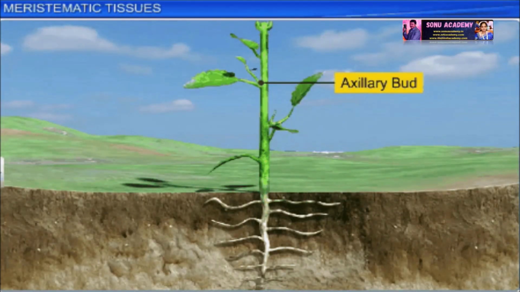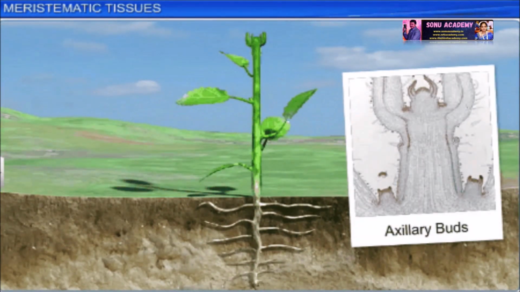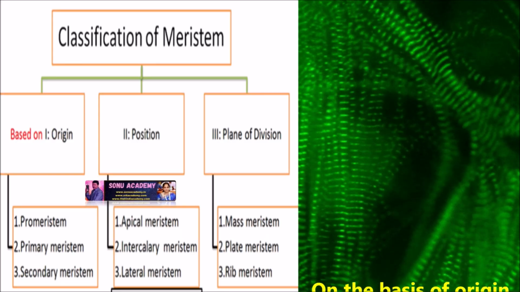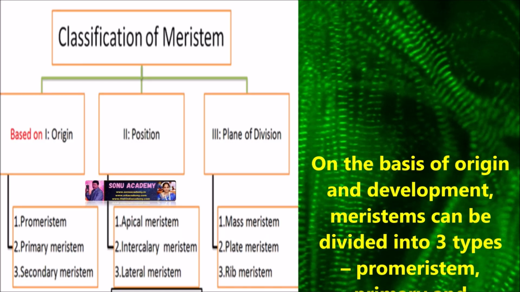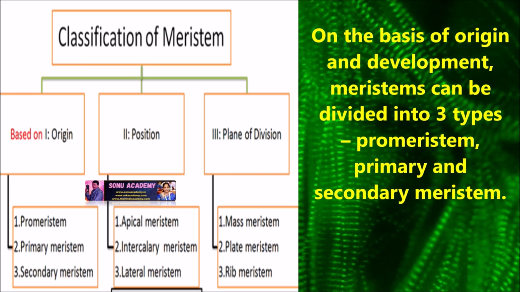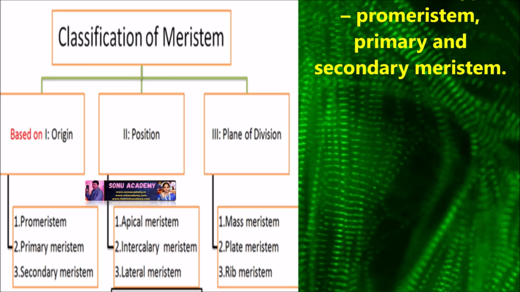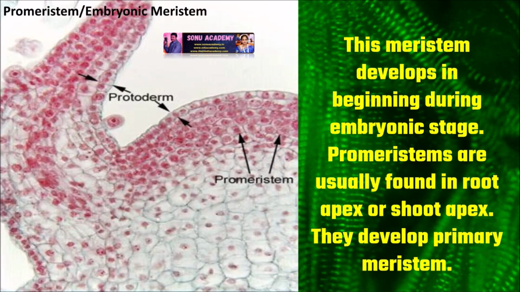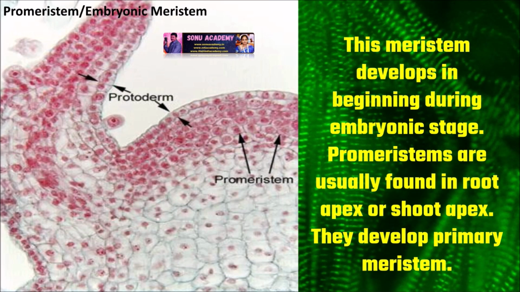Now let us discuss the classification of meristematic tissue. First let us discuss in detail the origin and development of meristematic tissue. On the basis of origin and development, meristem can be divided into three types. Already we discussed that: promeristem, primary and secondary meristem. The promeristem is also called embryonic meristem. This meristem develops in the beginning during the embryonic stage. Promeristem are usually found in root apex or shoot apex. They develop primary meristem.